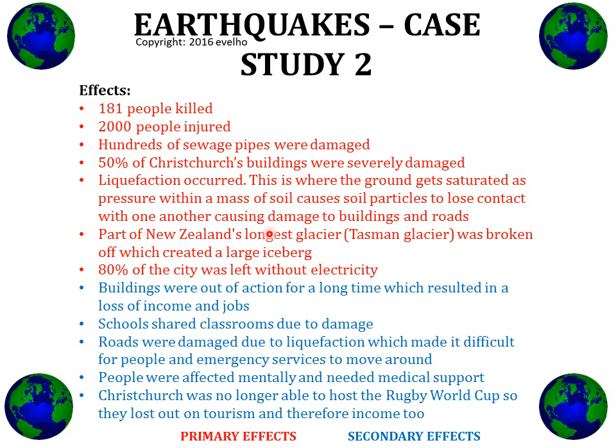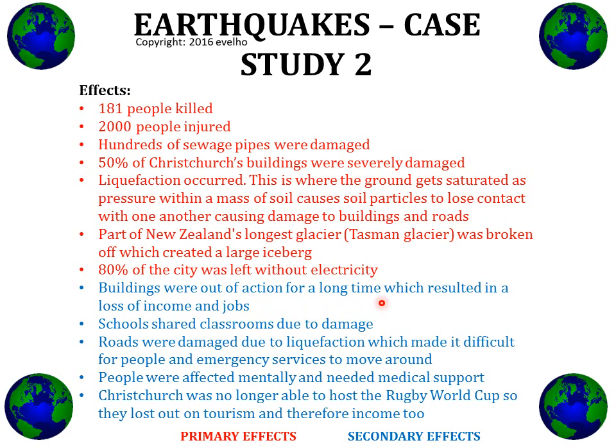soil particles to lose contact with one another, causing damage to buildings and roads as the surface becomes much softer, so they tend to sink, or the liquefaction material itself is quite runny, so it tends to flood buildings and roads. Part of New Zealand's longest glacier, the Tasman Glacier, was broken off, which created a large iceberg, and 80% of the city was left without electricity.